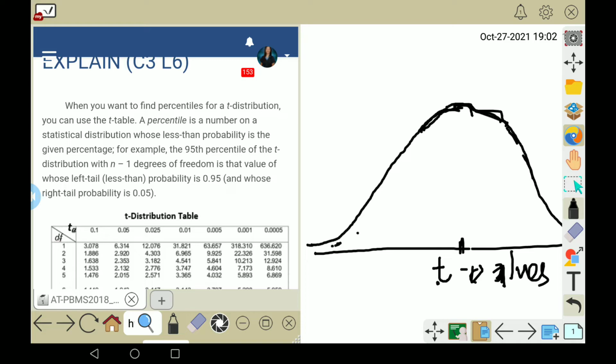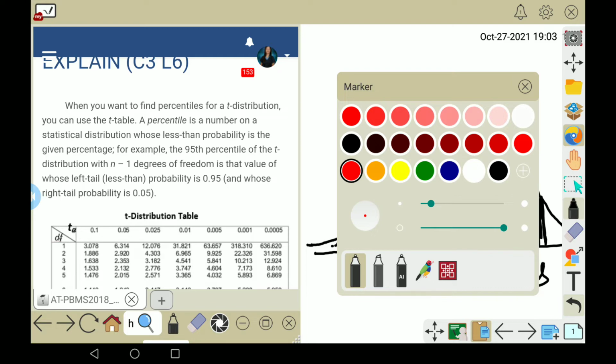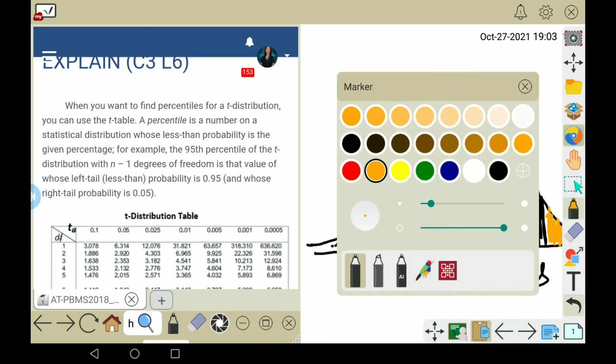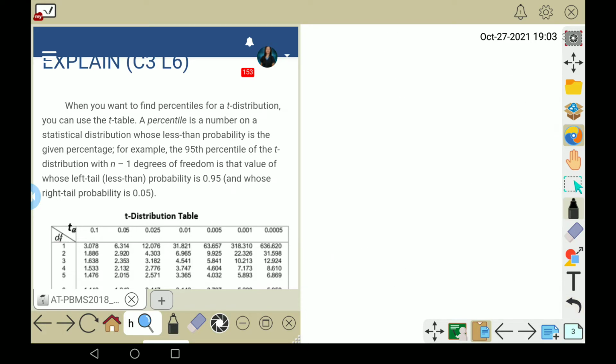For example, this is your t distribution. When we say 95%, that means those are the values which are 95% and below. This is only an illustration. If 95% is located here, the values of the 95th percentile are composed of the values 95% and below, and it has a right tail probability of 5%. We will use the orange one for the 5%, and the black one represents the 95%. This is the 95%, and this is your 5%, or 0.05.